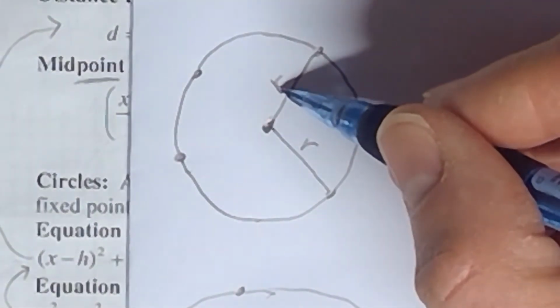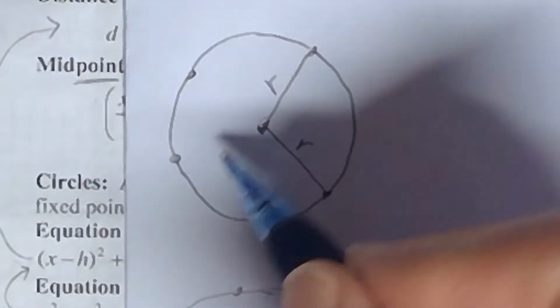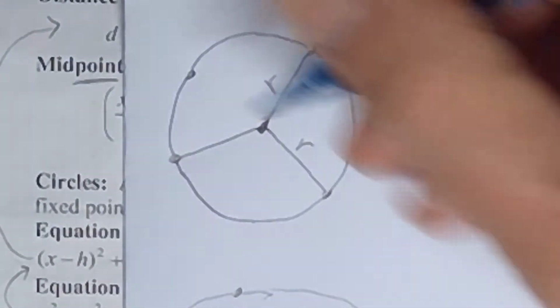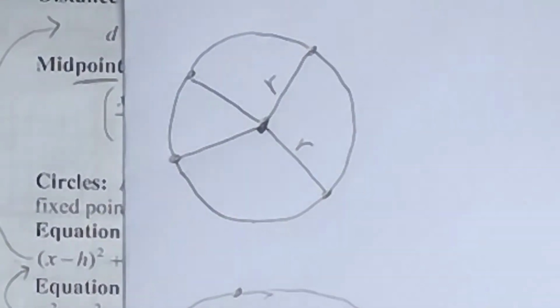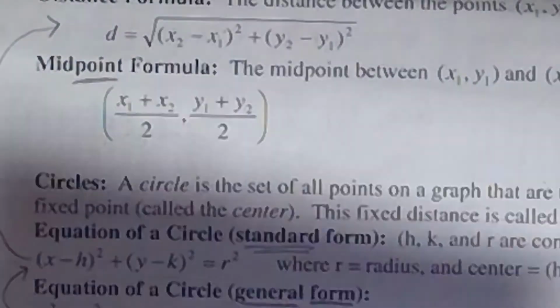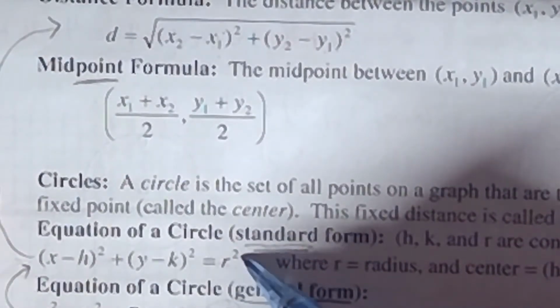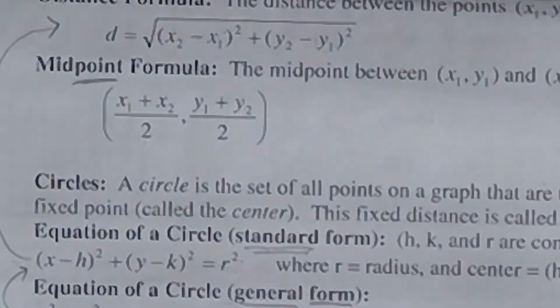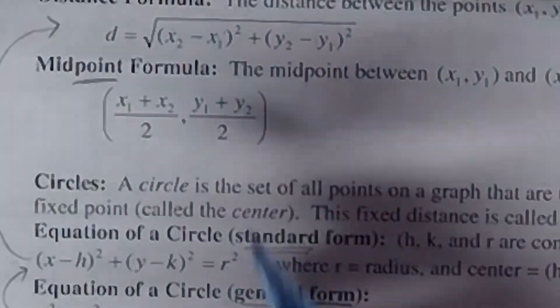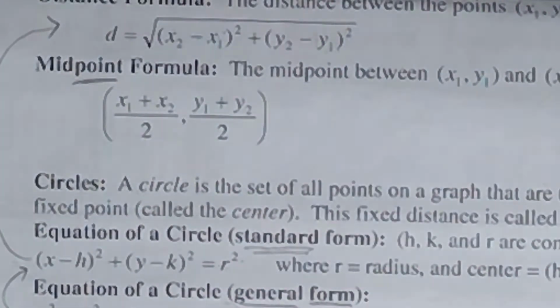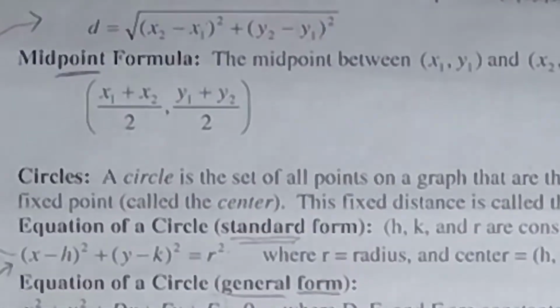Okay, so like if r was equal to 3, then that means that this distance would be 3, this distance would be 3, they'd all be 3. Okay, so the r is going to be a constant number. Remember, it's constant. That means it stays the same. The distance is supposed to stay the same for all of the points on the graph.